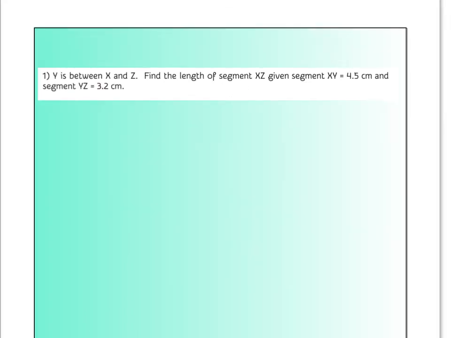So let's get into the good stuff. Y is between X and Z. Pause the video and try to draw that. Y is between X and Z. If you drew something like this, that's a great representation. Y is somewhere between X and Z, not necessarily in the middle.